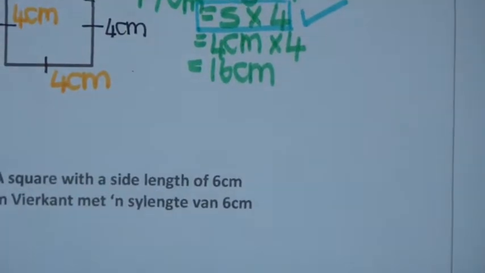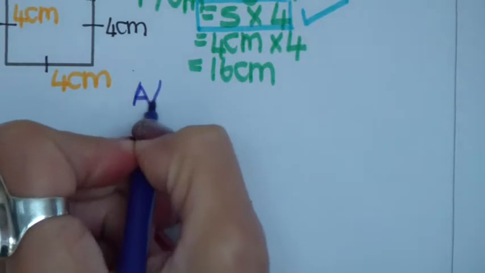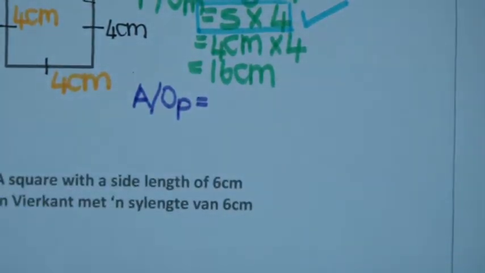Okay, then the area. In English, the area. The area, in Afrikaans, die oppervlak. Now, this is super important. I'm going to give you a tip.